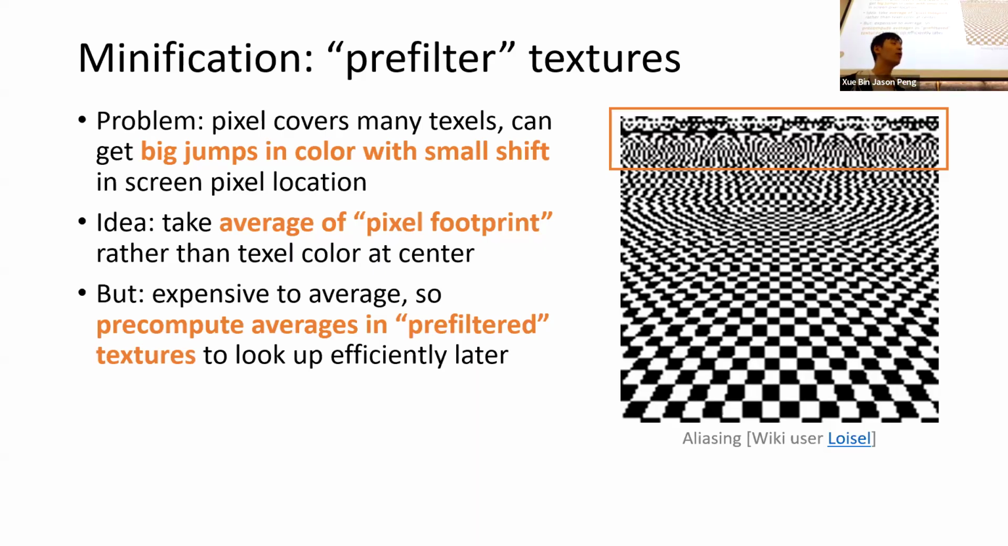So this brute force approach can be fairly expensive because now for every pixel that we want to draw, we might have to sample multiple texels in order to determine the correct color for that pixel. If an object is very far away, one particular pixel can potentially cover hundreds of texels. So this process can be extremely expensive. So one way that we can make this a bit more efficient is by pre-computing these averages before we apply the texture for rendering.